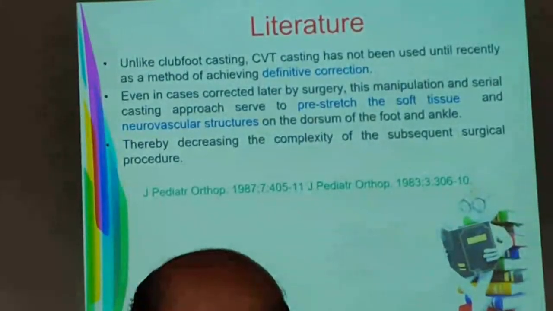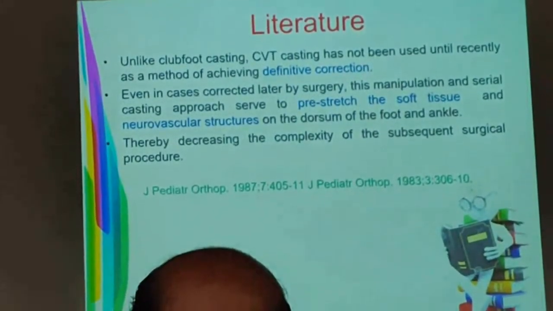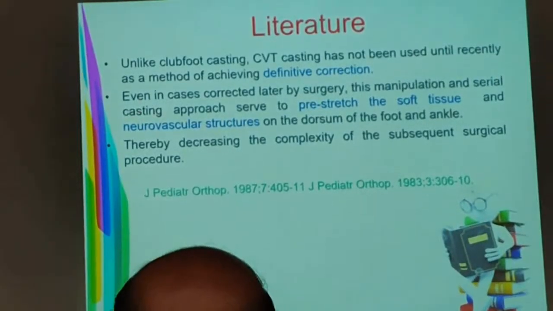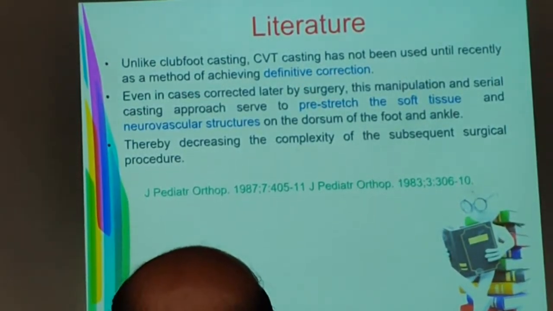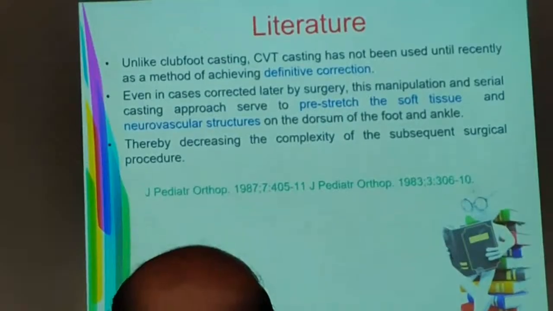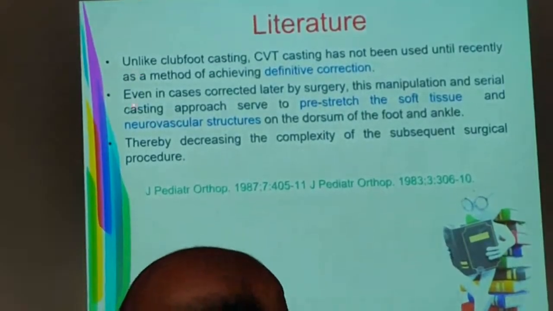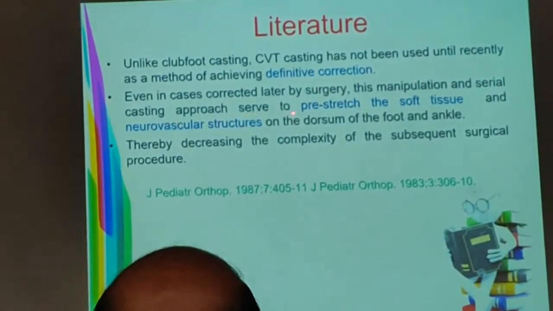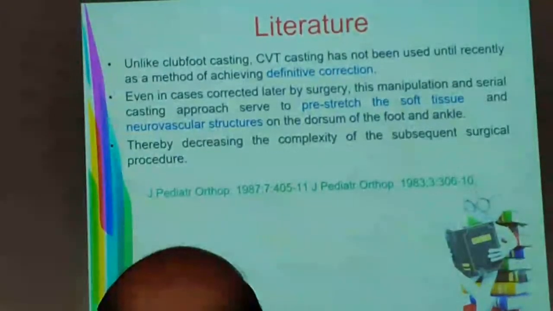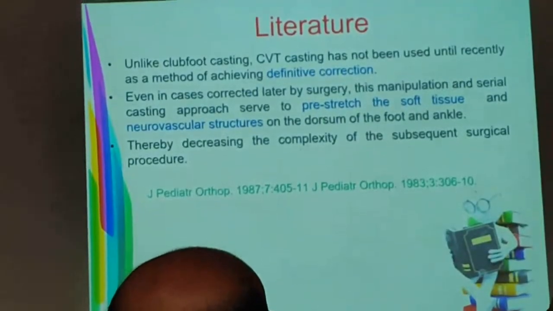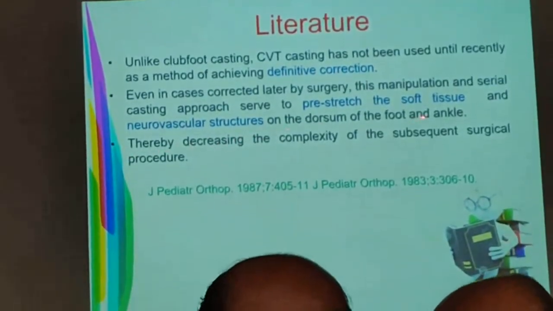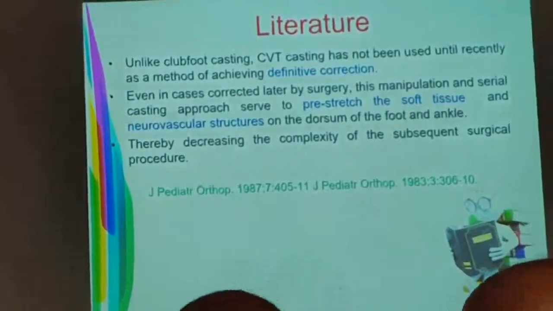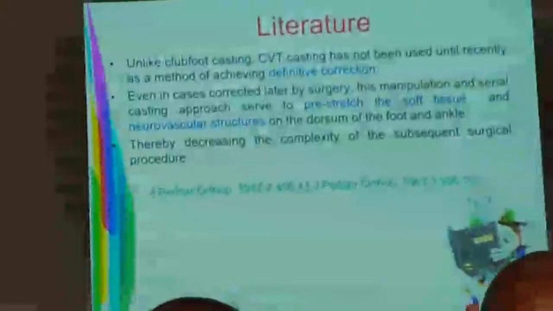The literature says that, unlike clubfoot casting, CVT casting has not been used until now as a method of definitive correction. Even if the case is corrected later by surgery, this very special approach is used to pre-stress the soft tissue, just to stretch the soft tissue, and therefore decrease the complexity of the surgical procedure that follows.